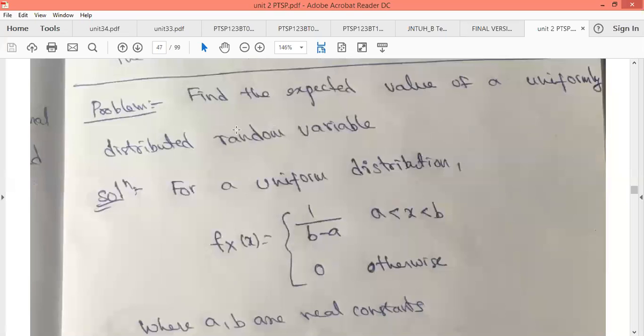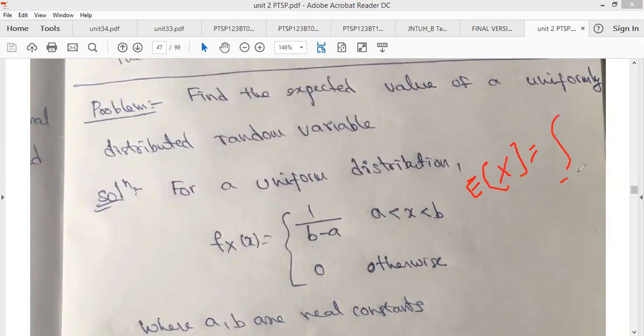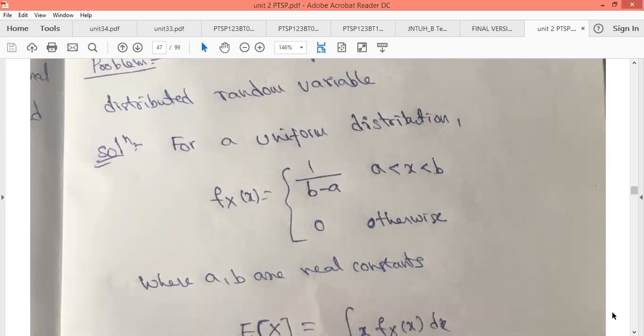So we'll do this problem. Find the expected value of a uniform distribution random variable. For this you should know the probability density function of a uniform random variable, because what is the formula for the expected value of a random variable? The expected value of a random variable X is the integral from minus infinity to plus infinity of x fX of x dx. So this is the formula. You should know the probability density function of the uniform random variable. All of you should remember the probability density functions of the different random variables, then only can you solve this type of problem.